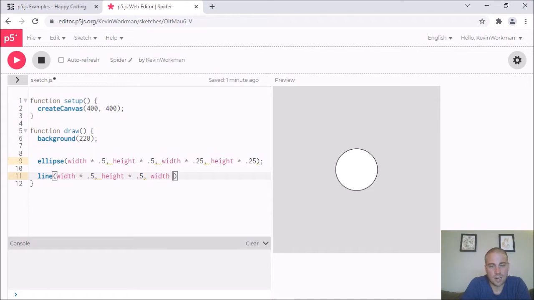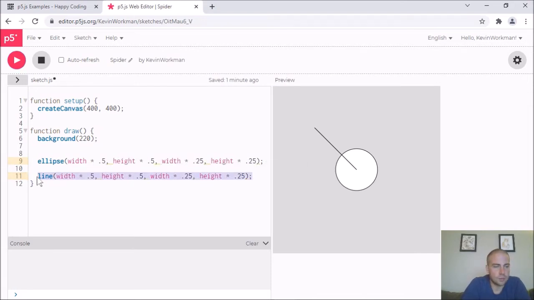So I want width times 0.25 maybe, so put it over here somewhere, and maybe height times 0.25 as well. Does this make sense? We'll find out. I'm just going to run it and see where that puts that line. Okay, yeah, that's reasonable. I have my line going from the center of my circle out to the upper left.